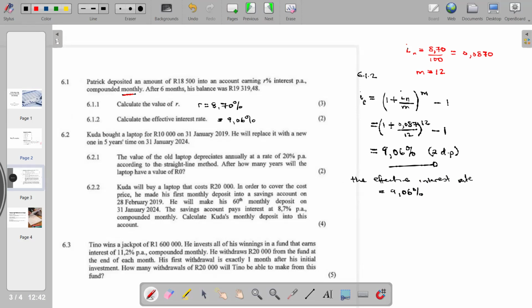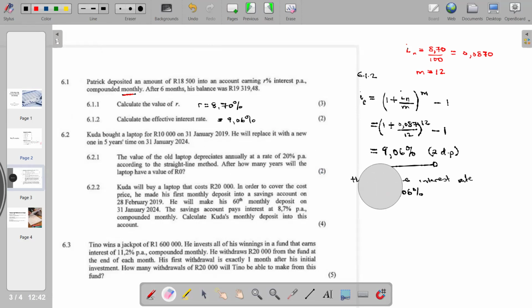Then we go to the next question. They said Kuda bought a laptop for 10,000 on 31 January 2019. He will replace it with a new one in 5 years' time on 31 January 2024. The value of the old laptop depreciates annually at the rate of 20% per annum according to the straight line method. After how many years will the laptop have a value of 0? So let's go to the next one.